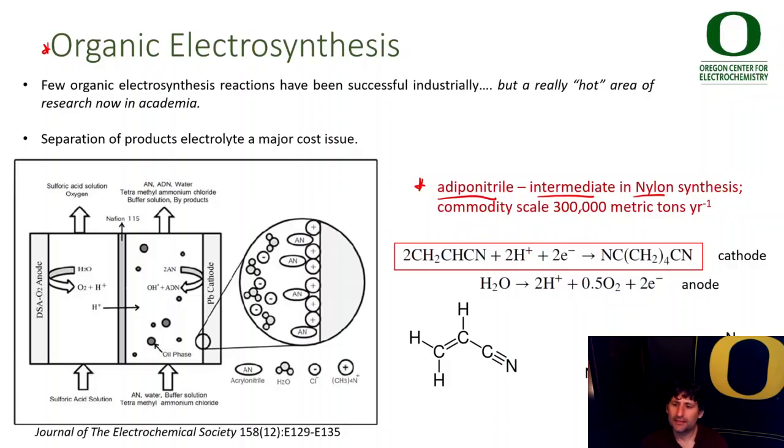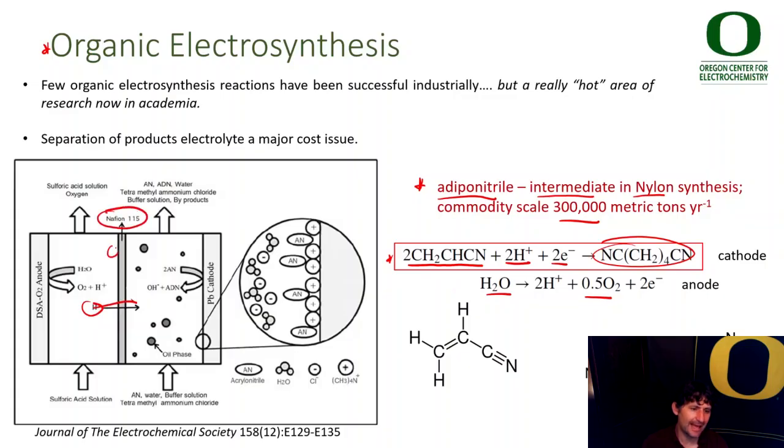It's a plastic, and about 300,000 metric tons per year is the production of adiponitrile. So the adiponitrile reaction has two half reactions. One here is the reduction of this precursor, the 2 proton, 2 electron reduction to make adiponitrile. And the other at the cathode, you're actually just oxidizing water to make oxygen. Protons go through a Nafion membrane.